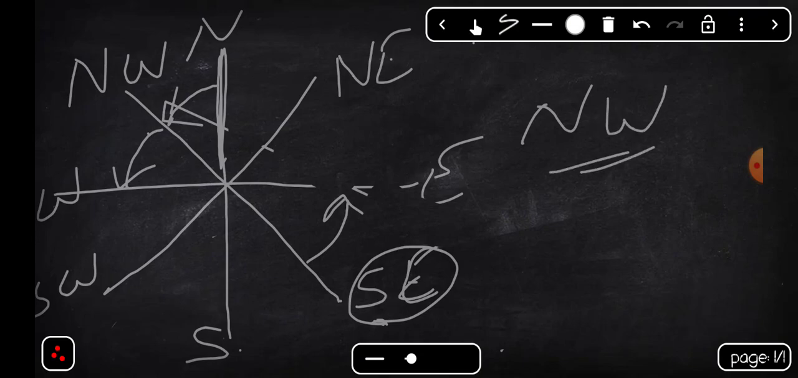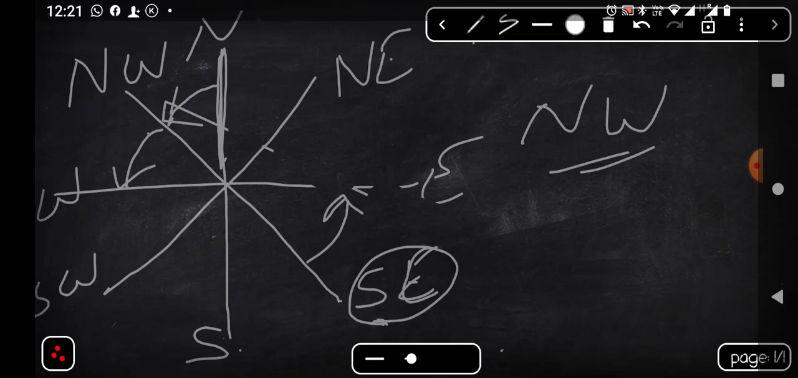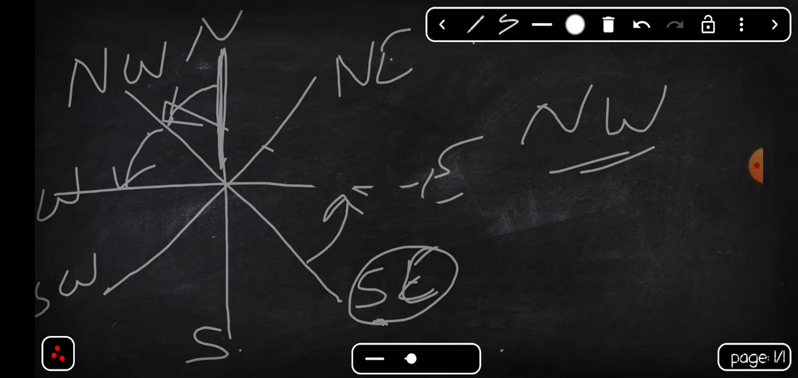Northwest. One point anti-clockwise from north means northwest. The northwest will be the answer. Then let us see the next question, question number 6. I think you got the point. Suppose if you have any doubt, you can ask me directly.